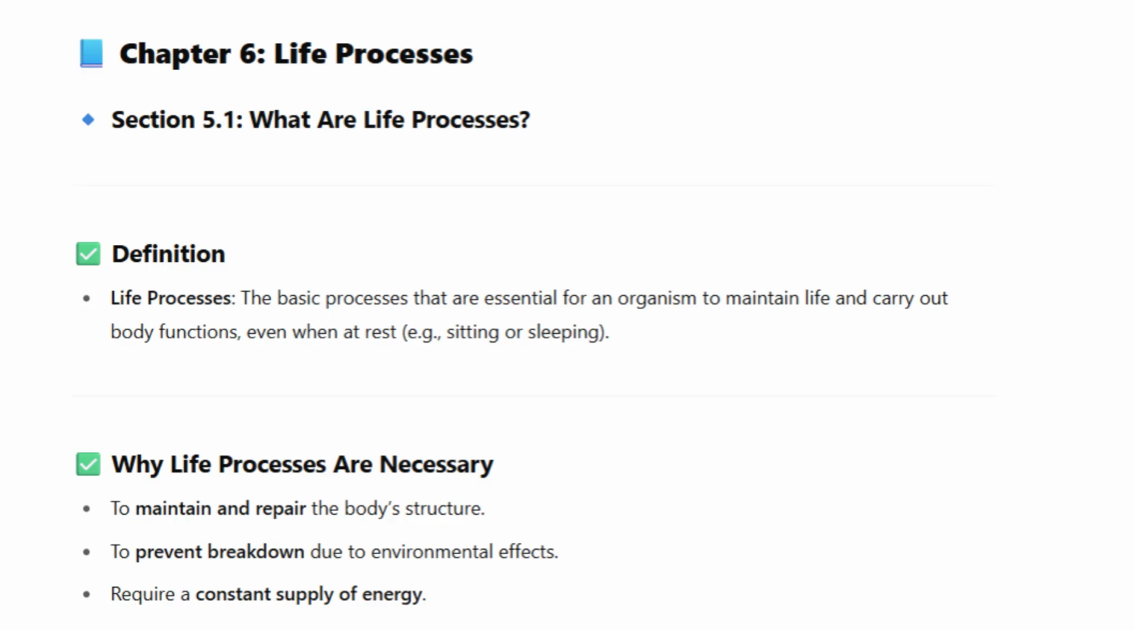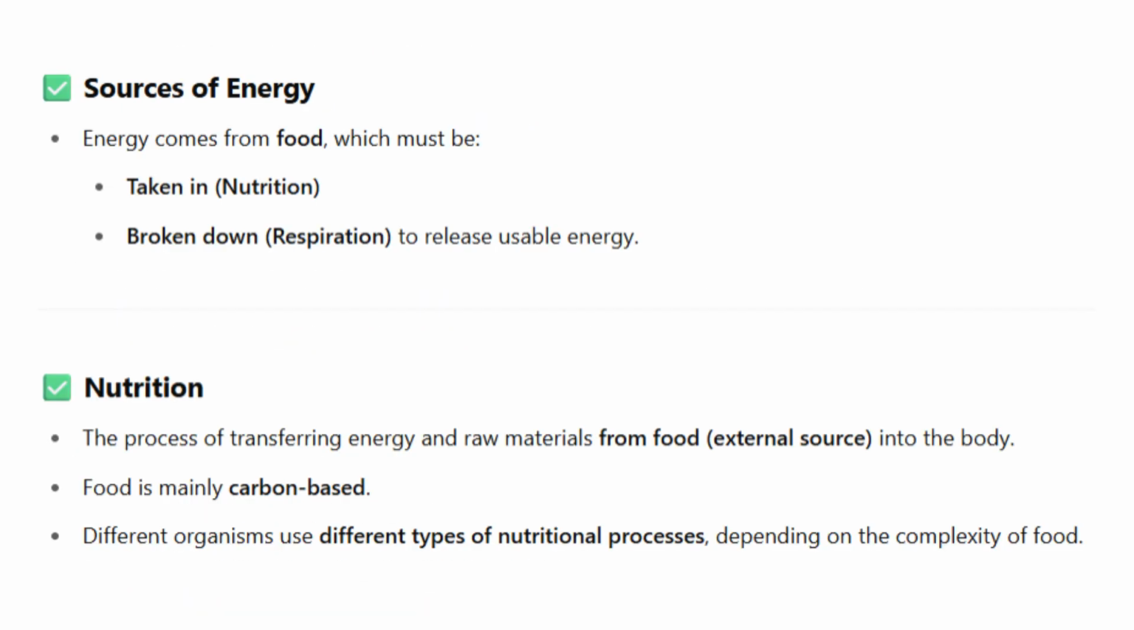Why are life processes necessary? To maintain and repair the body's structure. To prevent breakdown due to environmental effects. They require a constant supply of energy. Sources of energy: energy comes from food, which must be taken in (nutrition) and broken down (respiration) to release usable energy.